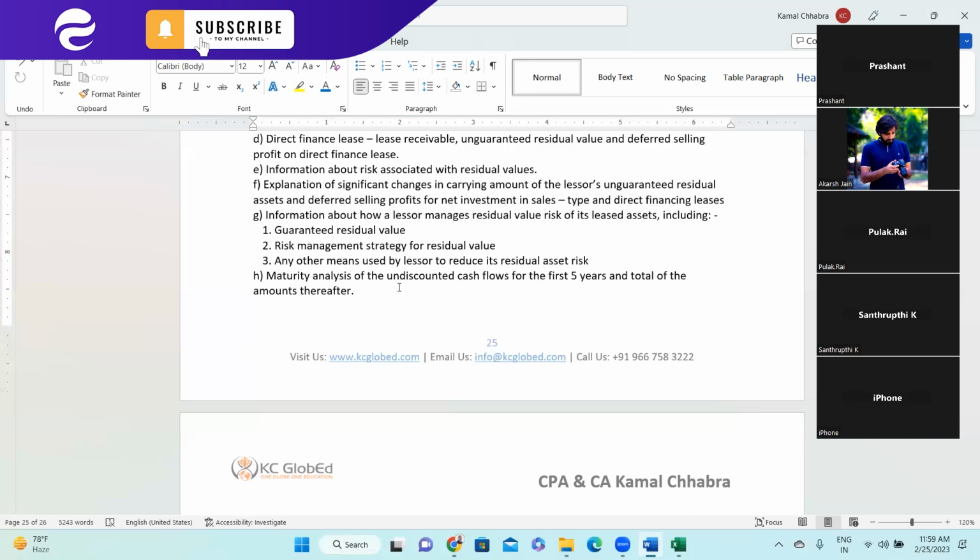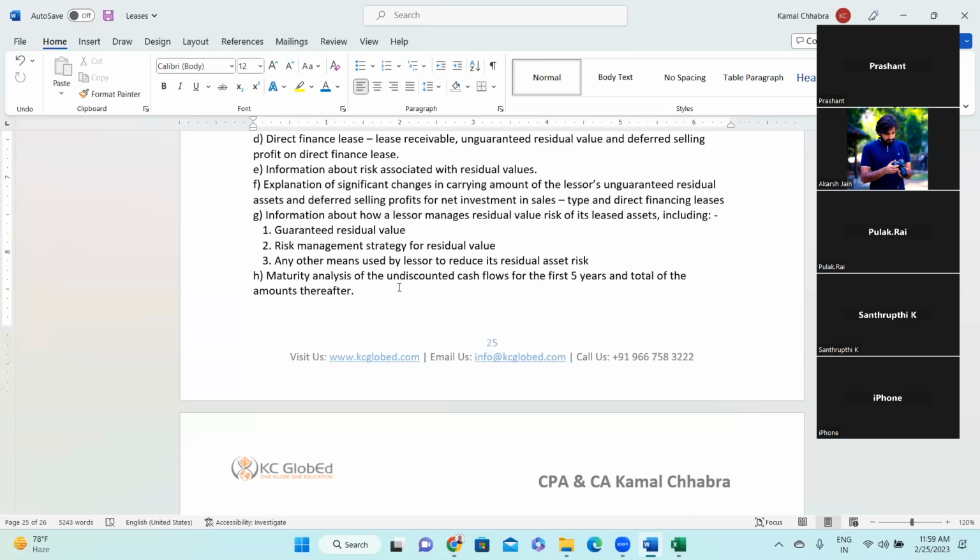What is the residual value that you will be expected to receive at the end of the lease term? There are two possibilities: one is guaranteed, the other is unguaranteed. Guaranteed means you might have got a guarantee from the lessee itself that after this term, I'll pay this much amount minimum. And unguaranteed is just the sale value, the fair market value at the end of the lease term.